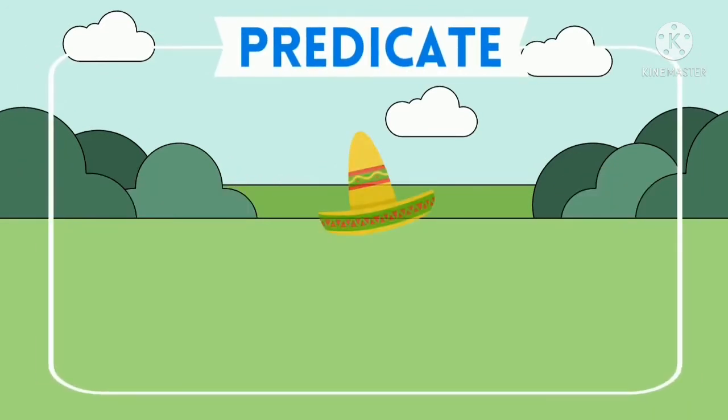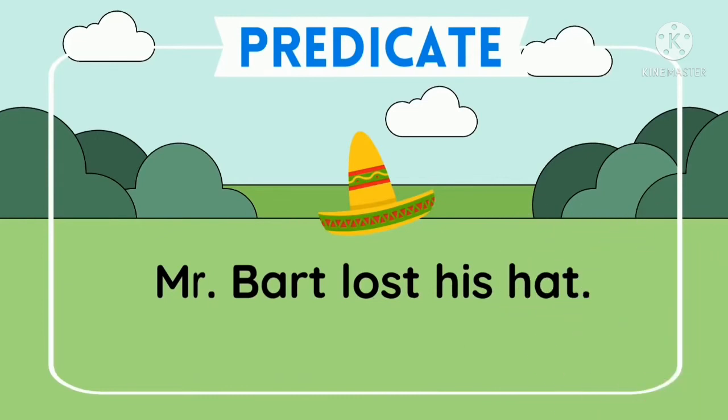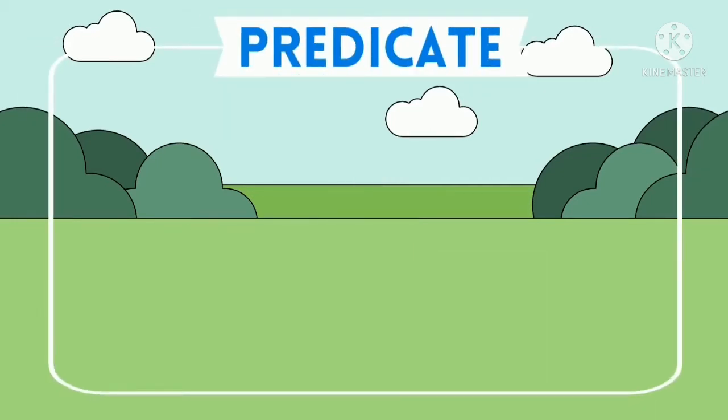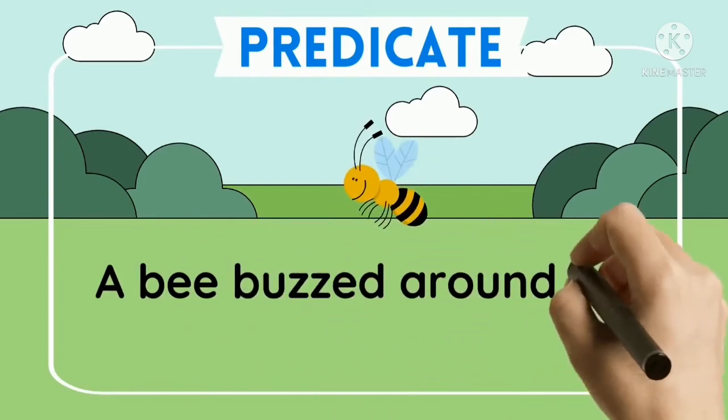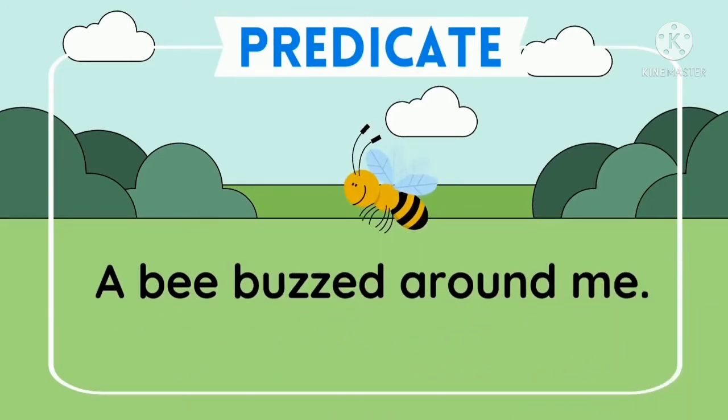Let's take a look at this sentence. Mr. Bart lost his hat. Which part shows what Mr. Bart did? What did he do? He lost his hat. Lost his hat is the predicate of this sentence. Can you guess what the predicate is in the next sentence? A bee buzzed around me. Buzzed around me is the predicate because this part of the sentence tells what the bee did. Good job!